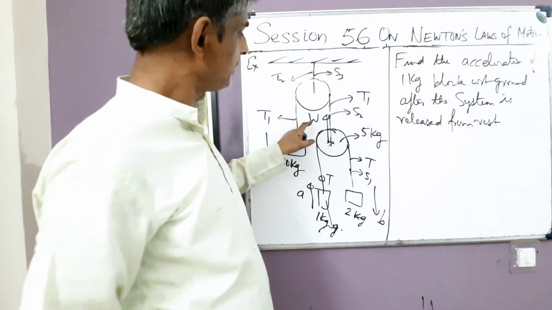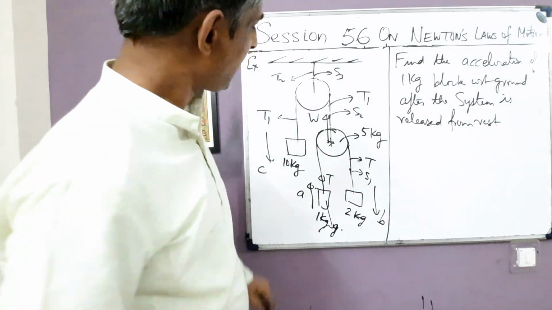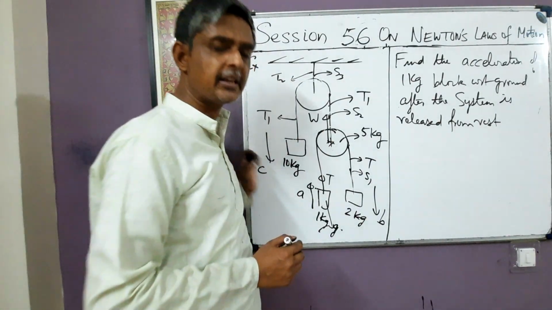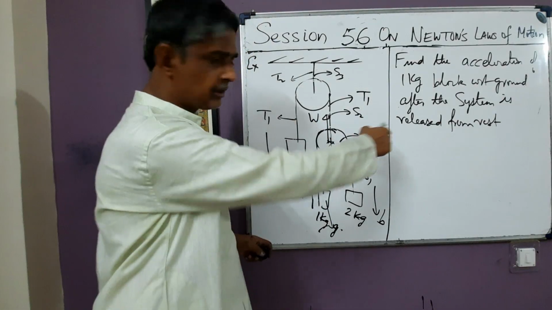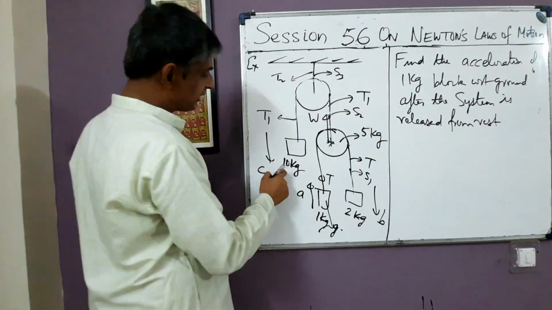W doesn't mean wedge. It just means acceleration of pulley, this pulley with respect to ground. Okay. I'll prove that W is equal to C indeed. It has to be, I suppose, but this I'll prove separately from the constraint theory. Alright. Now I draw the free body of this 10 kg.